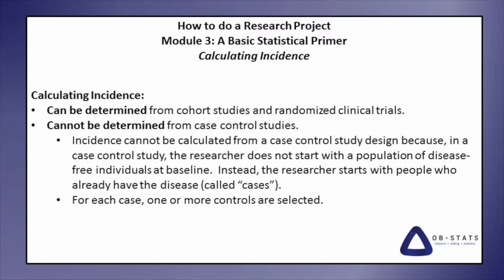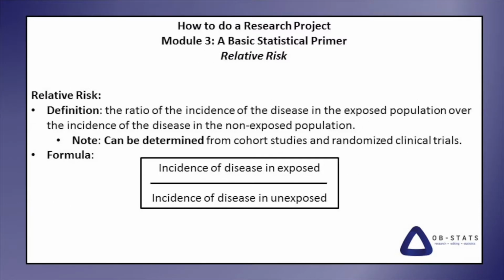Incidence cannot be calculated from a case control study because, in a case control study, the researcher does not start with a population of disease-free individuals at baseline. Instead, the researcher starts with people who already have the disease, called cases. For each case, the researcher selects 1 or more controls. Relative risk, then, is the ratio of the incidence of the disease in the exposed population divided by the incidence of the disease in the non-exposed population. Relative risk can be determined from cohort studies and randomized clinical trials.